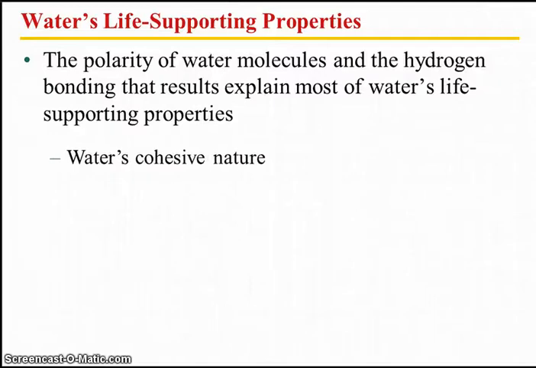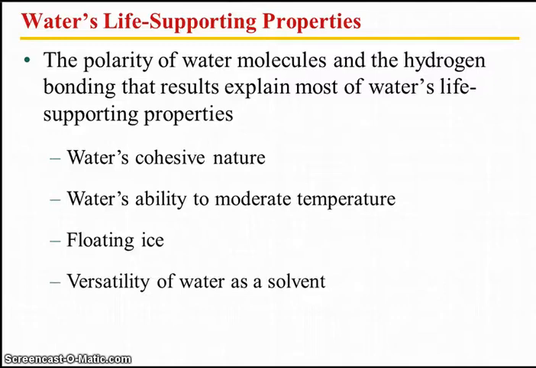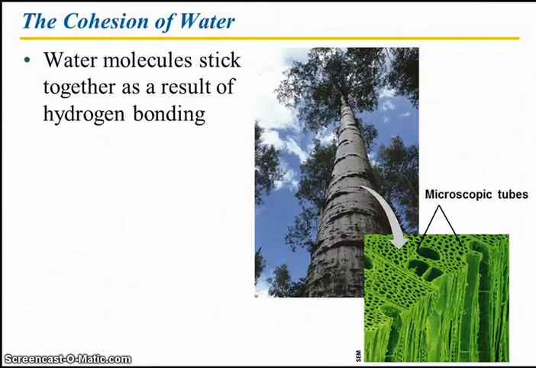First, it's cohesive. It has those hydrogen bonds. It's attracted to each other. We use it to moderate our temperature. Ice floats. And water is a really good solvent. Let's look at what each of those means.